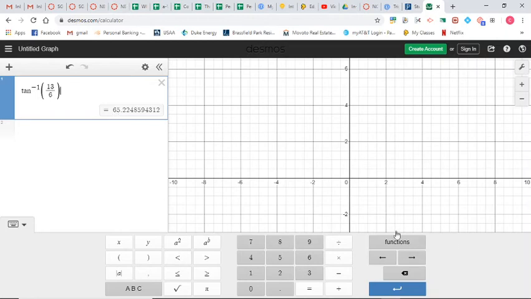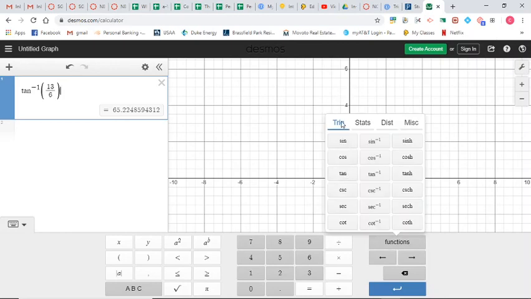And don't forget, you can also get the inverse tangent button by going to functions. Make sure you're in the trig part and then hit inverse tangent.